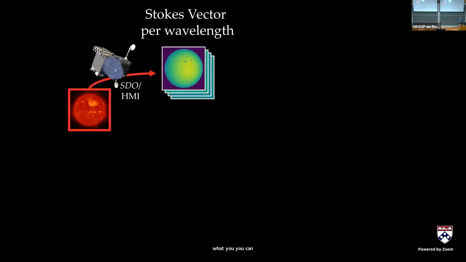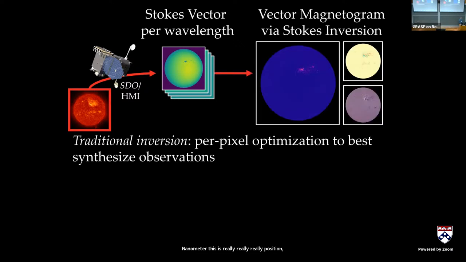So what people do is they have a satellite, the Solar Dynamics Observatory. And it has an instrument called HMI that measures the magnetic field. And you get the Stokes vector per wavelength using band passes that are separated by something like, I think, around a 10th or 100th of a nanometer. This is really, really precise measurement. And then you figure out the magnetic field that would cause the observations you get. And this is something called Stokes inversion.